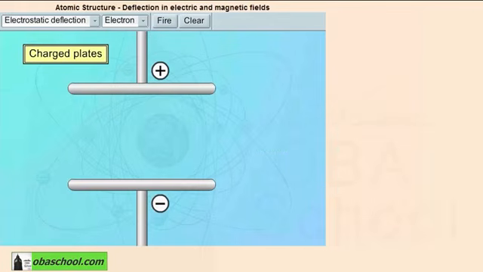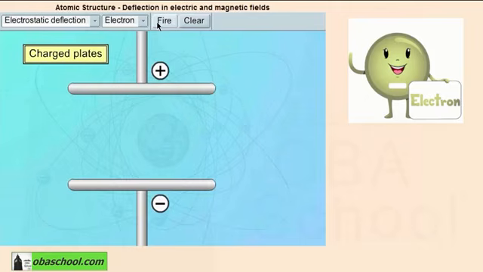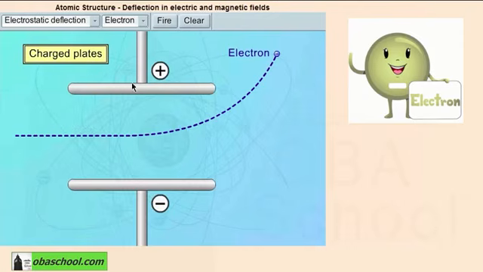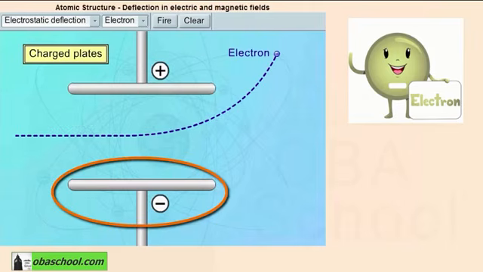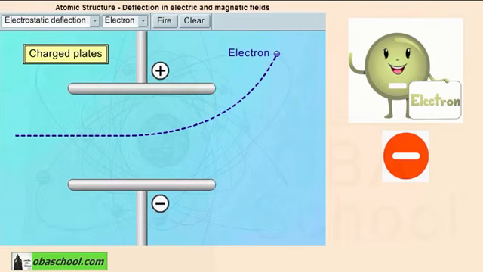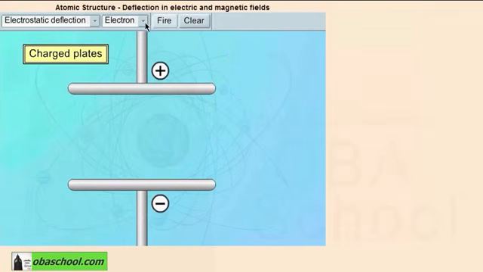Now let us fire an electron. Notice how it moved towards the positively charged plate and moved away from the negatively charged plate. That means that it has a negative charge, since it repelled away from the negatively charged plate. Let's now observe the behavior of the three subatomic particles.